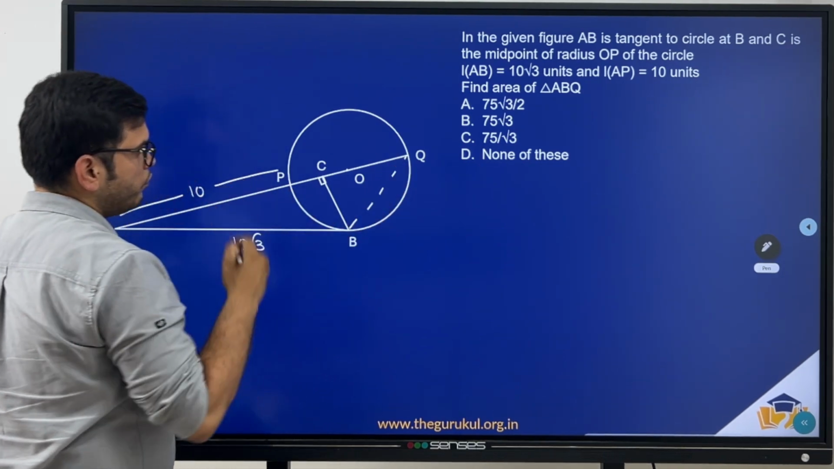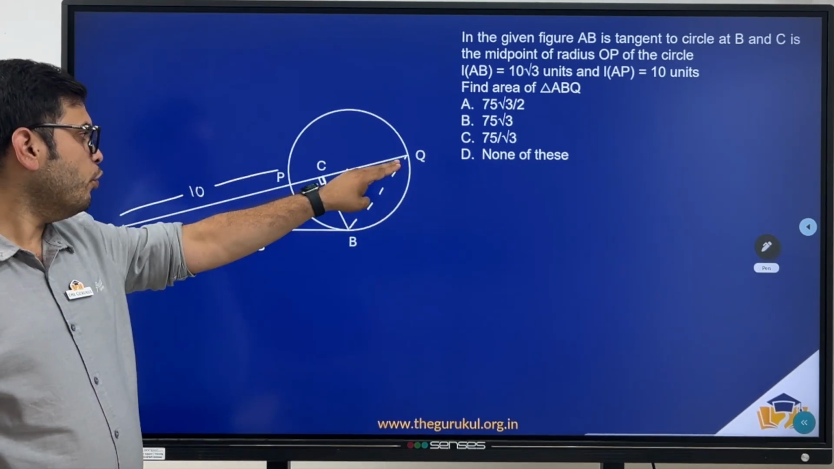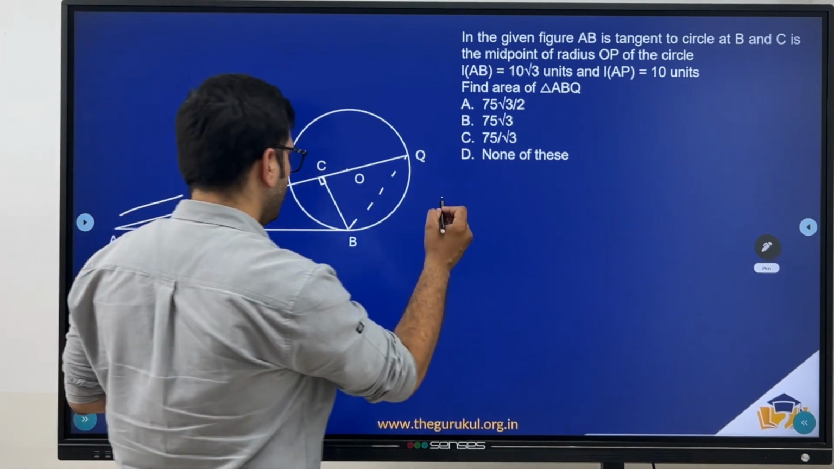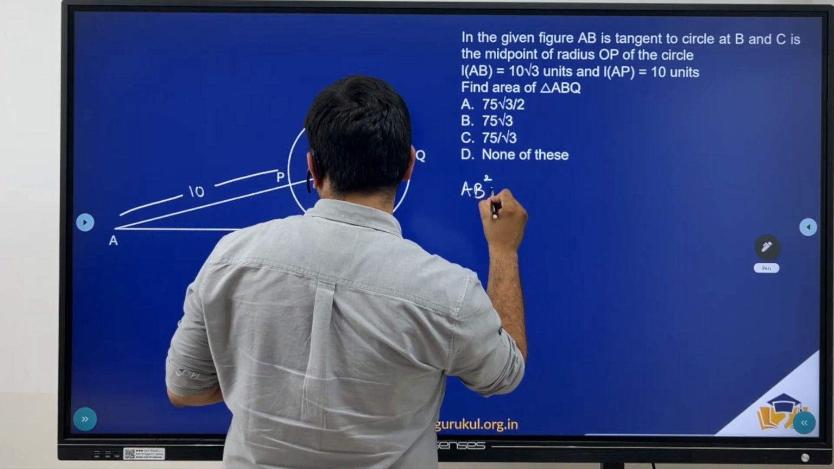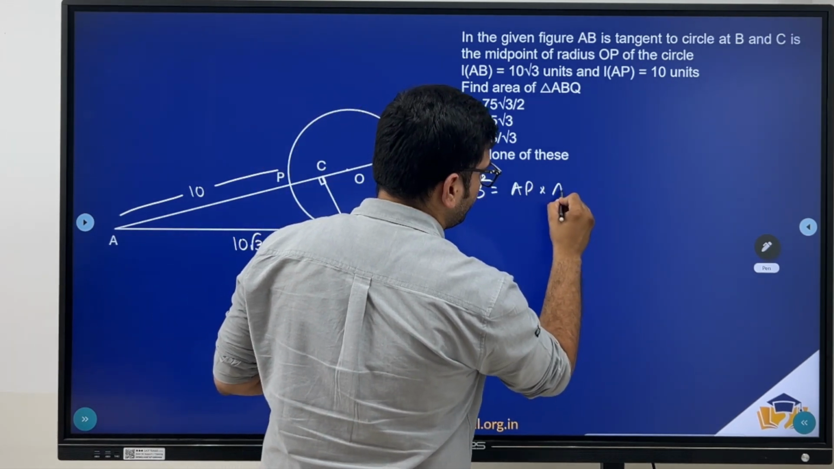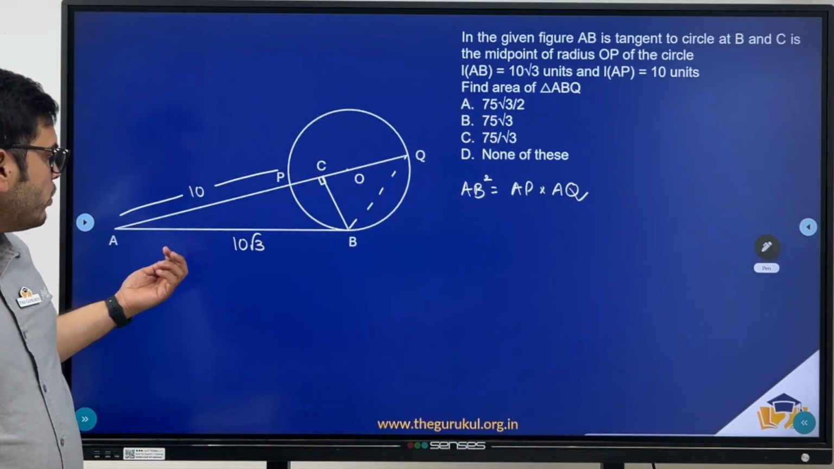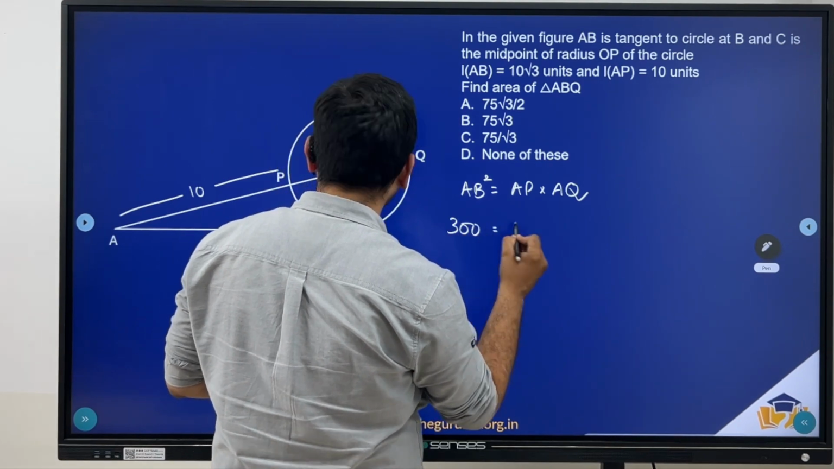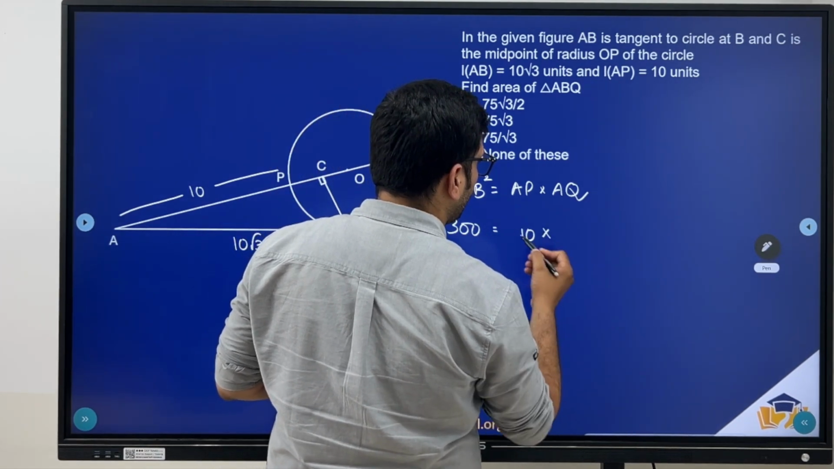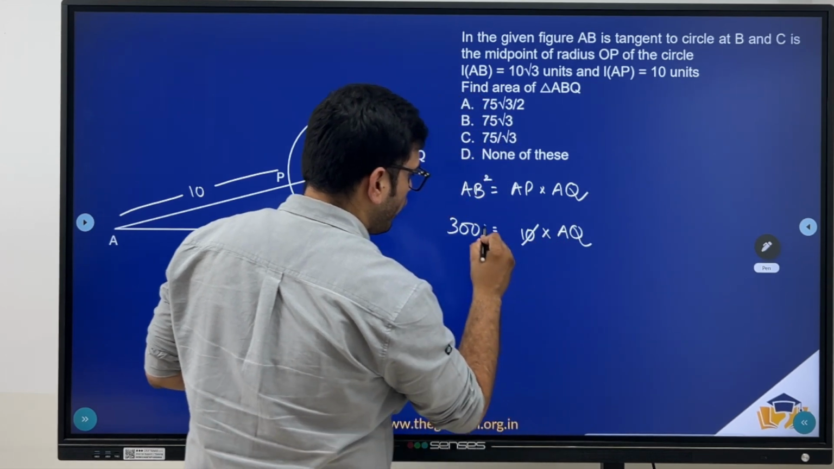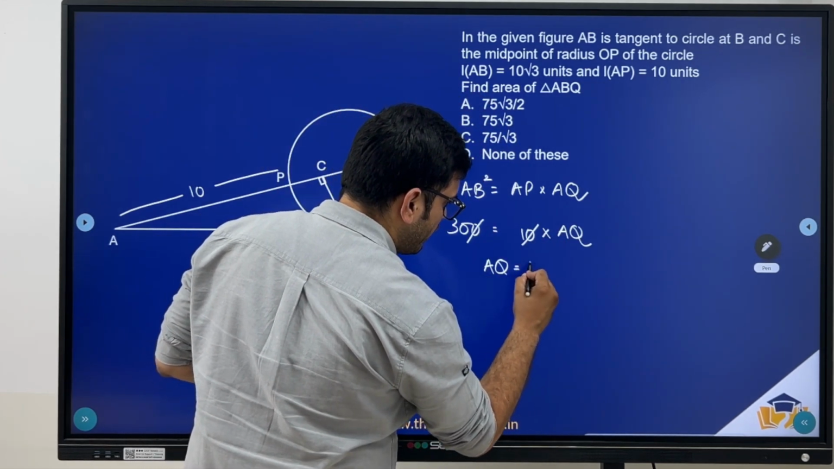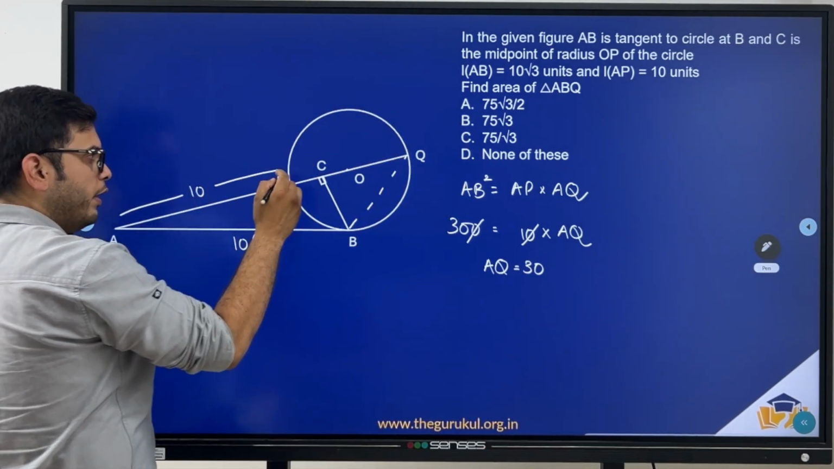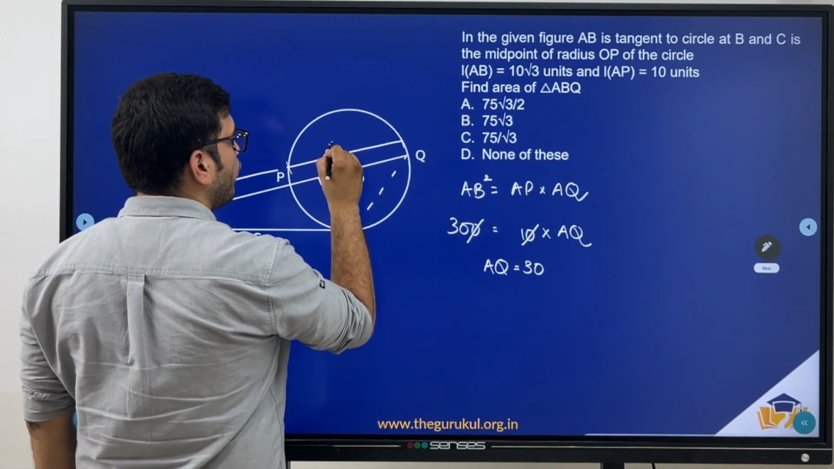Okay, right. So we need to find the length of AQ and the length of this perpendicular to answer this question. Right. Now we know that AB square is equal to AP into AQ. Right. So AB square, root 3 into 10, 100 into 3. So 300 is equal to AP 10 into AQ. Or the length of AQ is equal to 30 units, right? So this length is 30 units, this is already 10, so this should be 20 units.